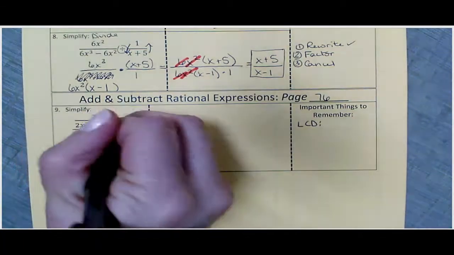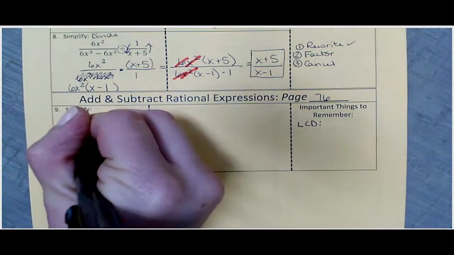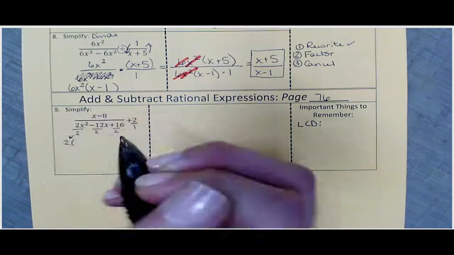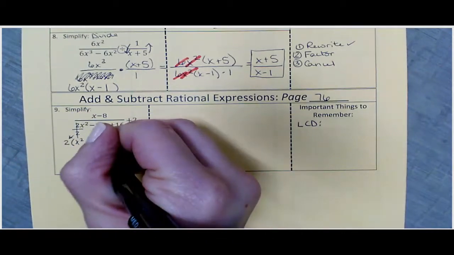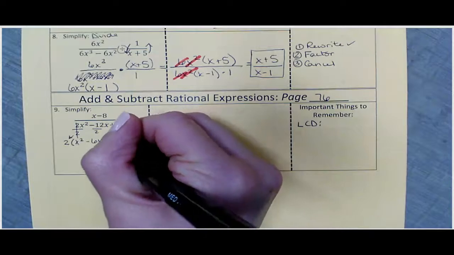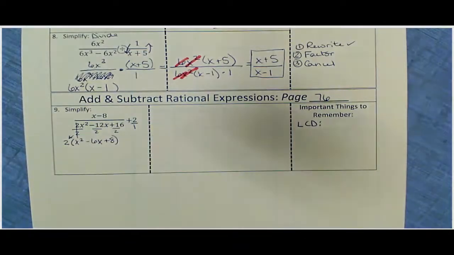Each one of these is divisible by 2, so 2 is going to come out. This becomes x squared, this becomes minus 6x, and this becomes plus 8. And I still see a trinomial, which means that I should be able to factor by using magic numbers.